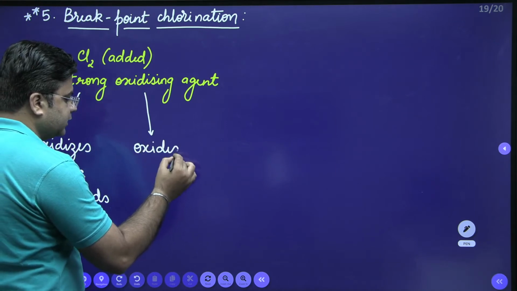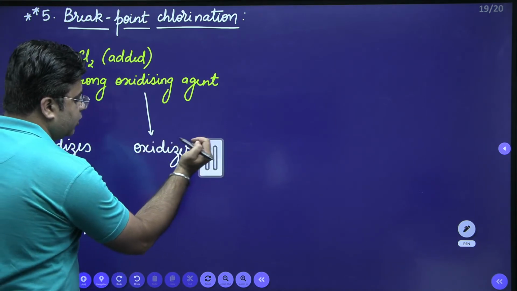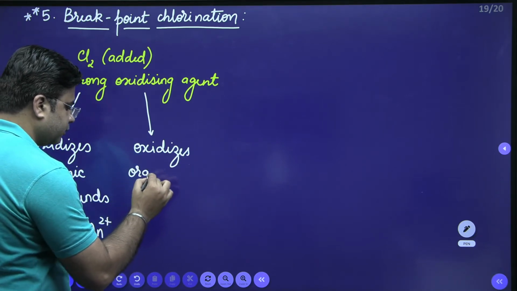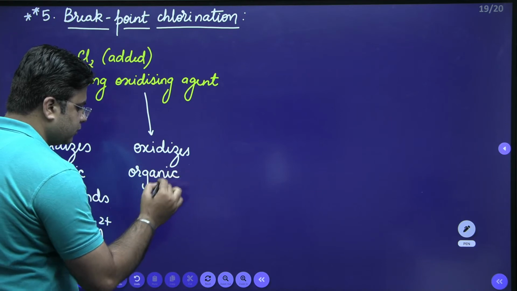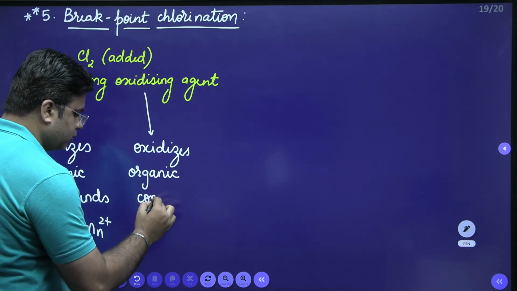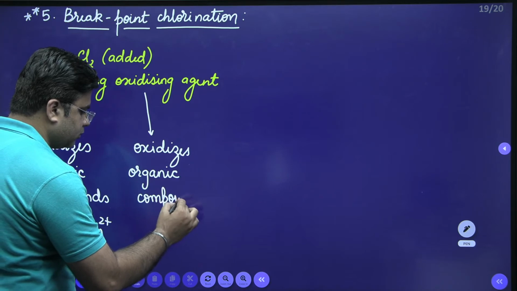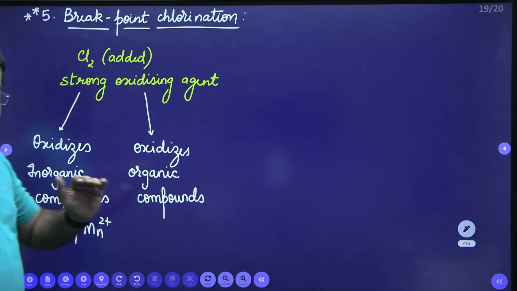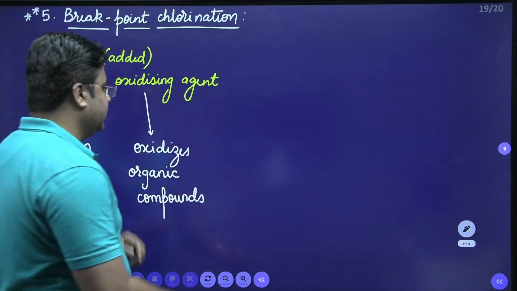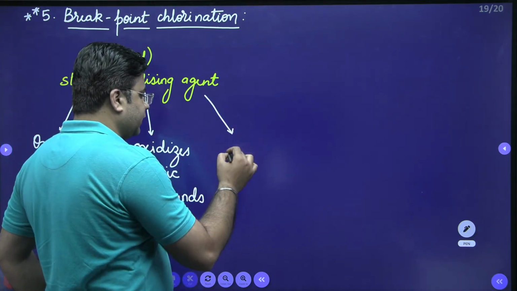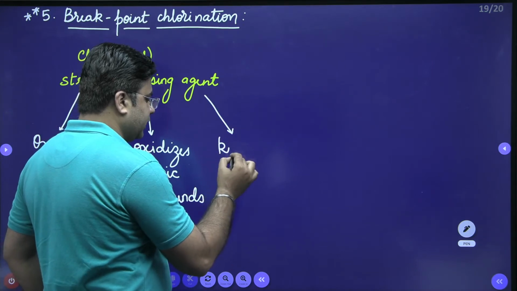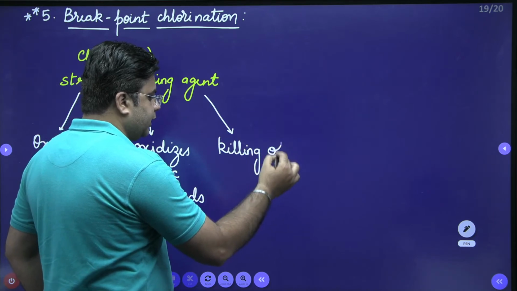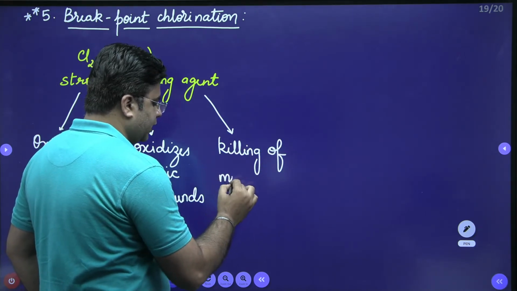It oxidizes organic compounds. And the third thing that chlorine does is it carries out the disinfection of microorganisms. That is, killing of microorganisms.